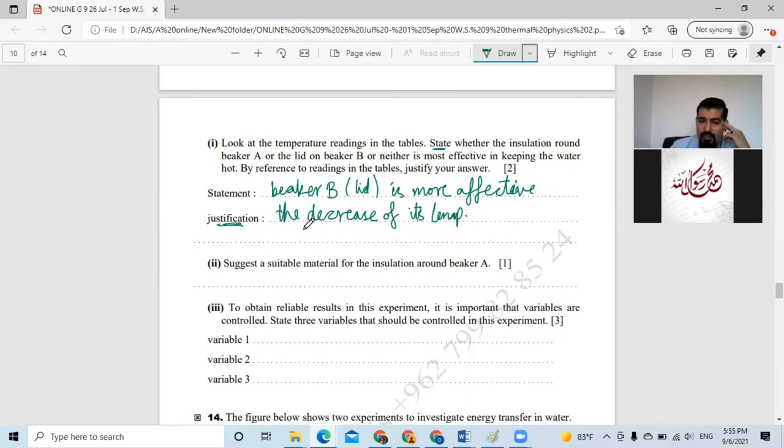Now some people thought of justification and explanation. No, I'm taking from the readings. The drop of its temperature is 10 degrees Celsius, less than for A, which is 13 degrees Celsius. So because the decrease of its temperature is lower, that means it's more effective to keep the hot water hot, okay? Alright? Good. Okay. Suggest a suitable material for the insulation.